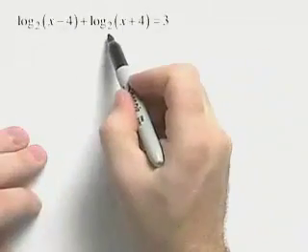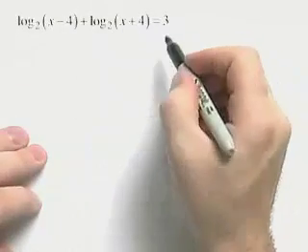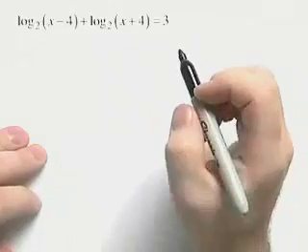For this problem, we're going to solve a logarithmic equation. We have log base 2 of (x minus 4) plus log base 2 of (x plus 4) is equal to 3. I'm going to solve this for x.